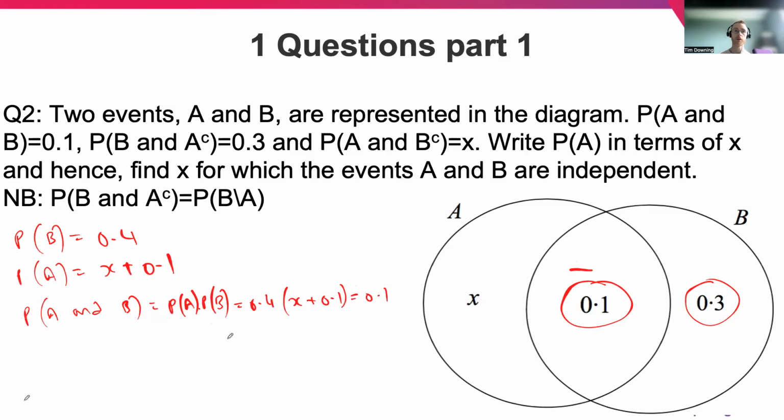So what we would get there is 0.4 by X plus 0.04 is equal to 0.1. So we can work this out then, that X is going to be 0.15. So that corresponds to this area here. So that's where I think independence is important, that if A and B were not independent here, that would be more complex to work this out.